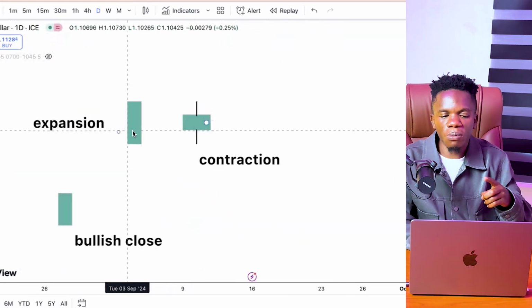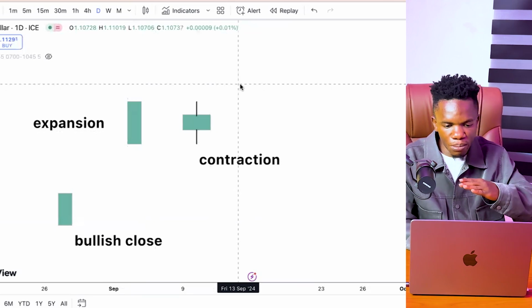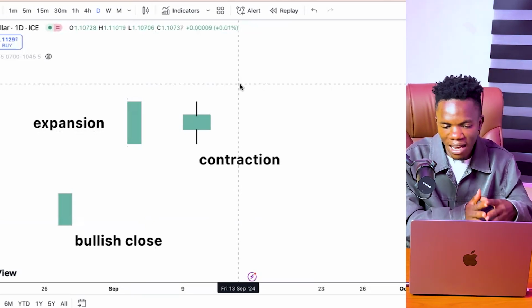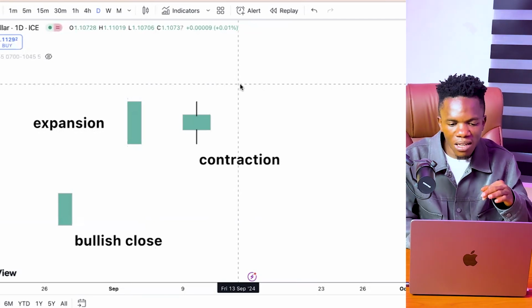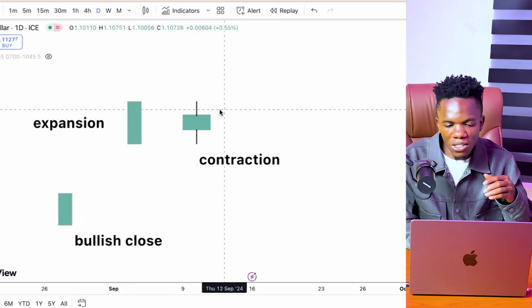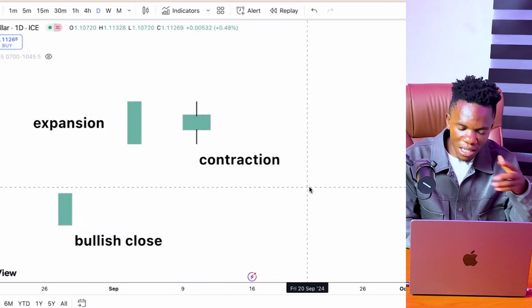Because the market will not just be expanding like this on the weekly time frame. Though it's possible when there is heady economic data driving the market that year. But this current year we are in, there's no heady economic data driving the market. So we should be expecting expansion, contraction, expansion, contraction until we enter a good economic environment.